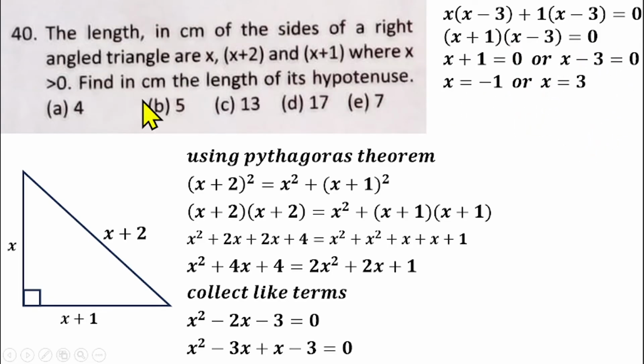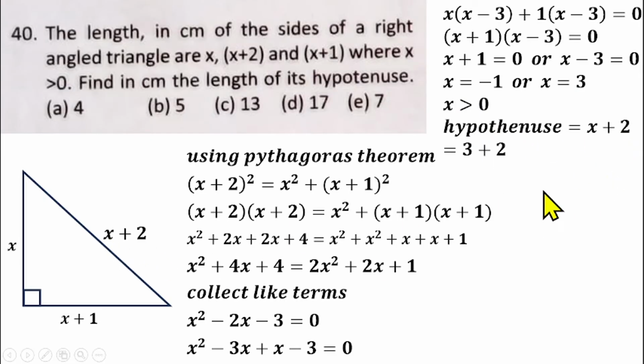So the question says find the length of the hypotenuse. We need to find the length of the hypotenuse when our s is greater than 0. So s is less than 0 here because this is minus 1, so we are going to neglect this one. But s is greater than 0 here, so we're going to be using 3. So for the hypotenuse, the hypotenuse was s plus 2. That will be 3 plus 2, and that should give us 5, which makes option B the right answer for question number 40.